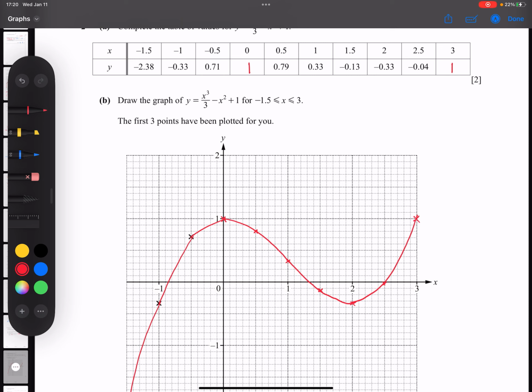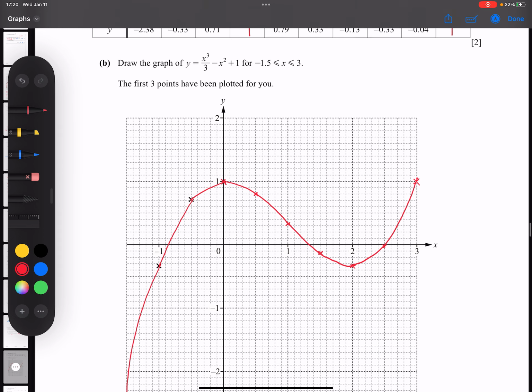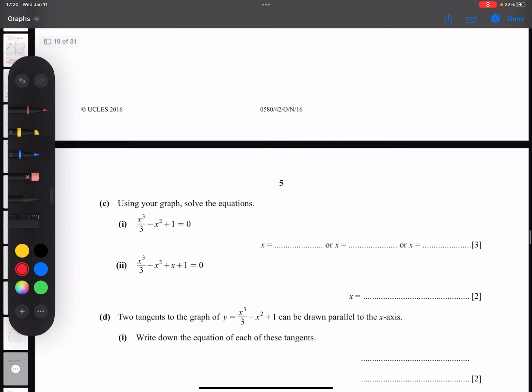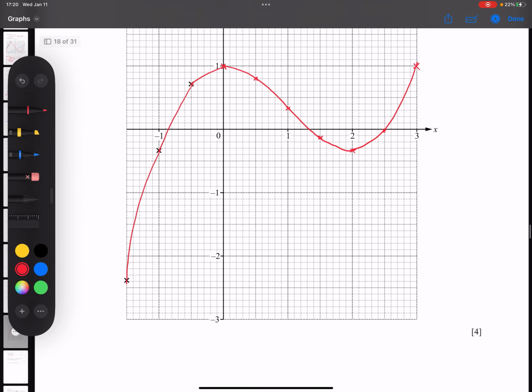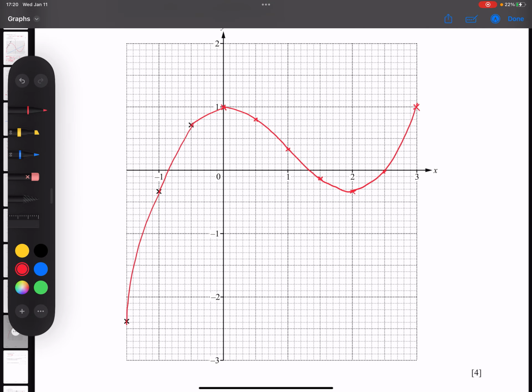All right, now listen to me. Again, I already drew this. It's a cubic function. Let's go to answering the question. Use your graph to solve. Again, this is my function. That's my straight line, so my straight line is the x-axis. Where does my graph cut the x-axis? It cuts it at 3 points.